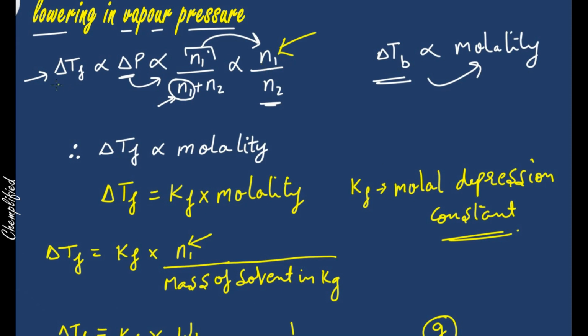Now we know that delta Tf is directly proportional to relative lowering in vapor pressure, which in turn is directly proportional to mole fraction. Mole fraction is nothing but number of particles. That's why elevation in boiling point as well as relative lowering in vapor pressure, since both depend on the number of particles of solute, are colligative properties.